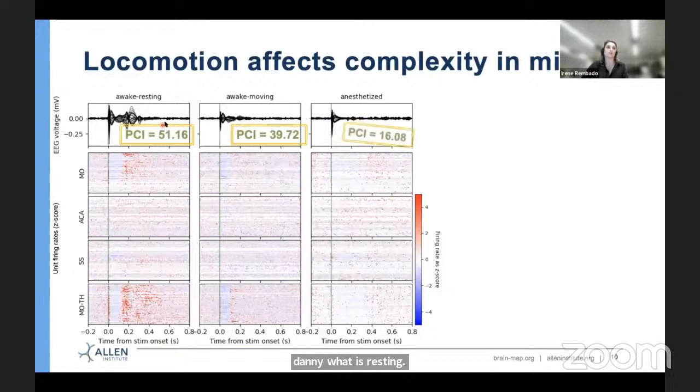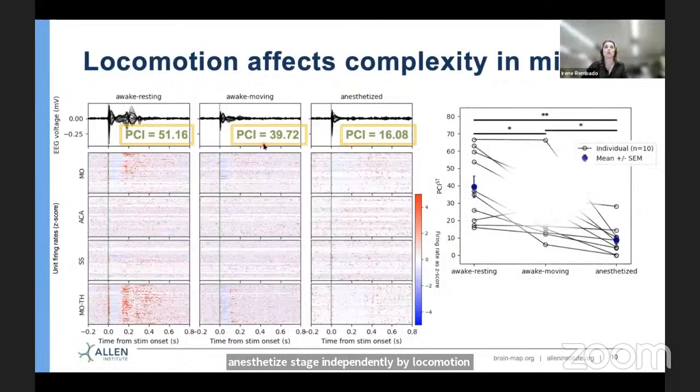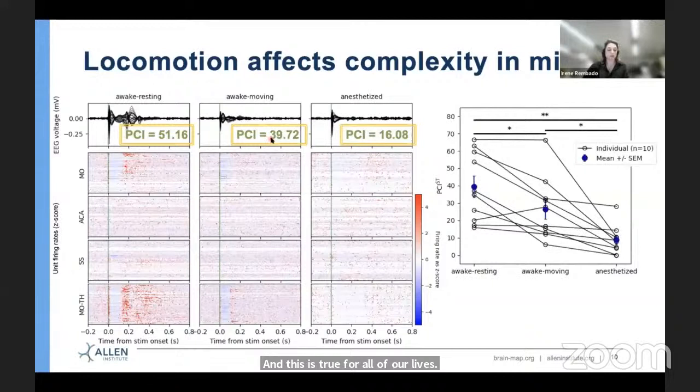However, the PCI in a wake state is higher than the PCI in an anesthetized state, independent of locomotion. And this is true for all our mice. So this unique setup allows the investigation of the underlying mechanism in different brain states in mice, which ultimately can inform the use of PCI in humans.